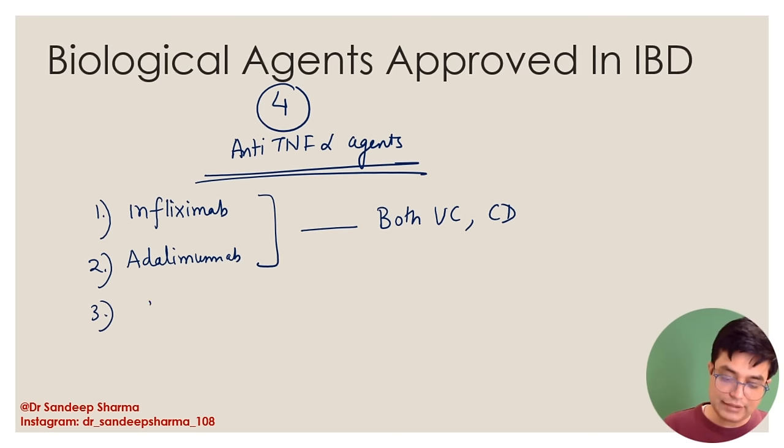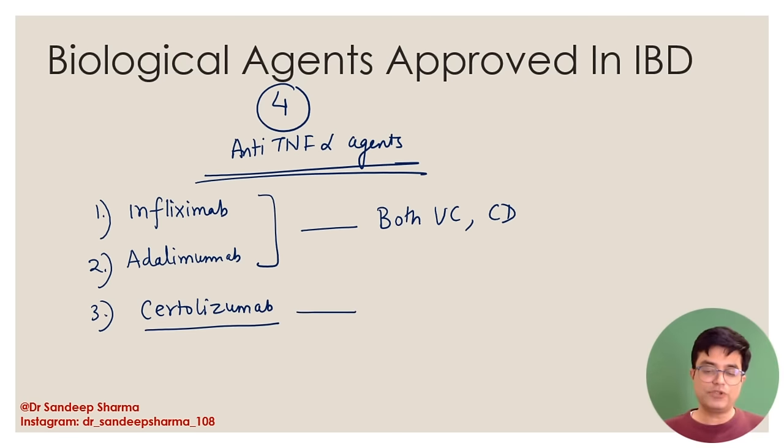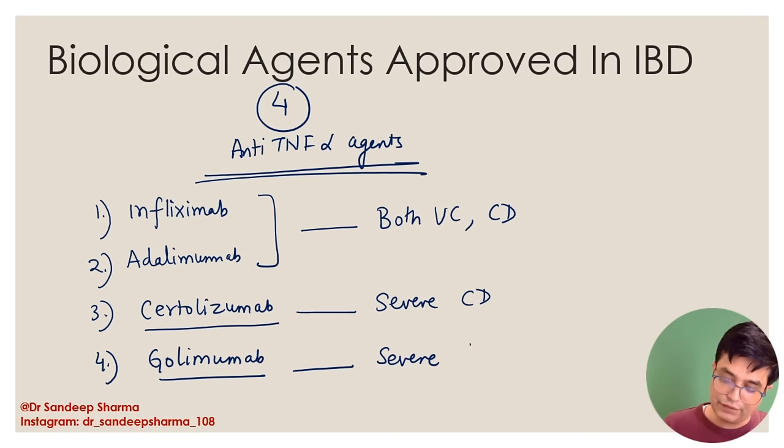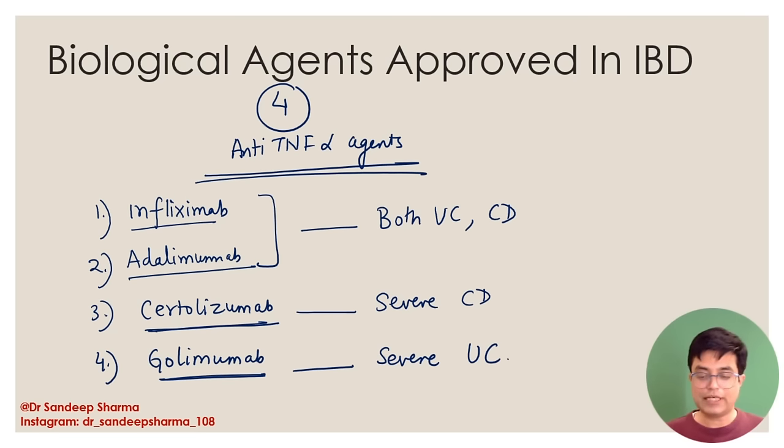Third agent is certolizumab. Certolizumab comes as a pegylated agent. So certolizumab is approved for use in only severe Crohn's disease. It is not indicated in ulcerative colitis. And fourth is golimumab. Golimumab is approved for use in severe ulcerative colitis, not in Crohn's disease. So two agents are useful in both. These two are specific and they can be used in these patients.